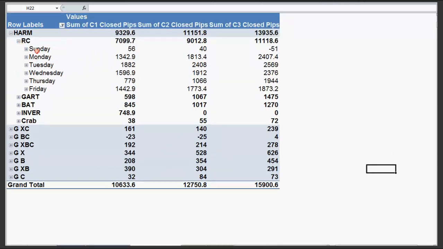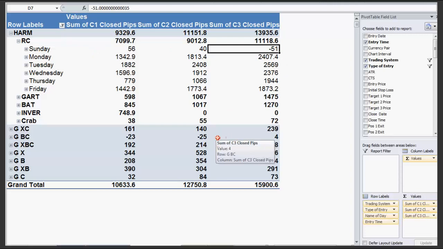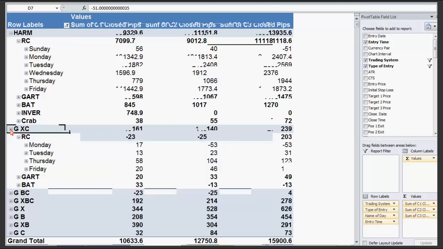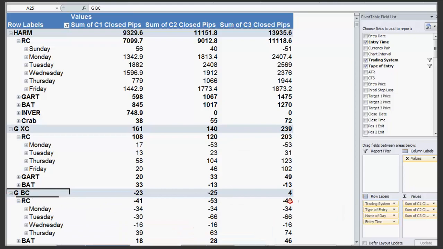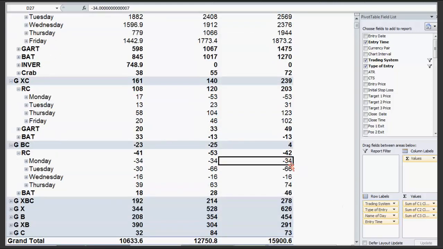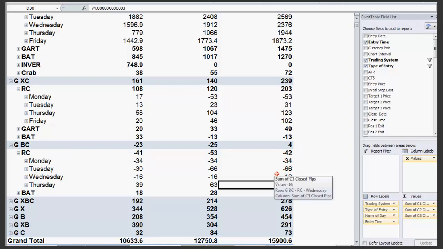Well, for the RC entry, Sundays was a terribly losing day. That didn't perform very well. Let's look here. Well, again, Monday for the GXC didn't perform well at all. That was a net loser. The BAT lost 13. That was a net loser. Again, the RC lost Monday, Tuesday, and Wednesday. The only day it made money was Thursday. So over net, the GBC trading strategy or entry trading system did not perform well, or entry did not perform well.